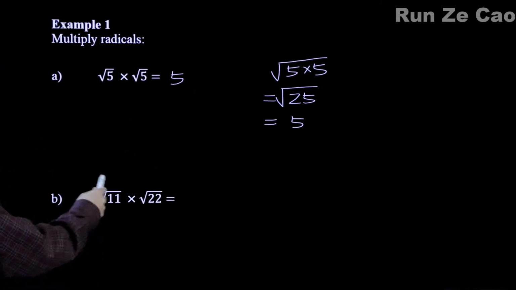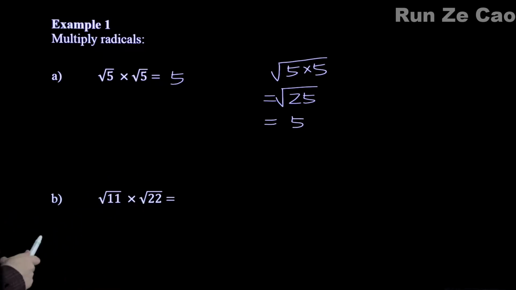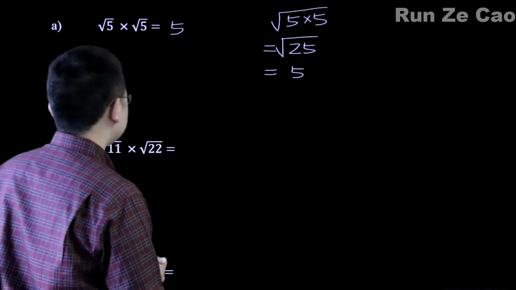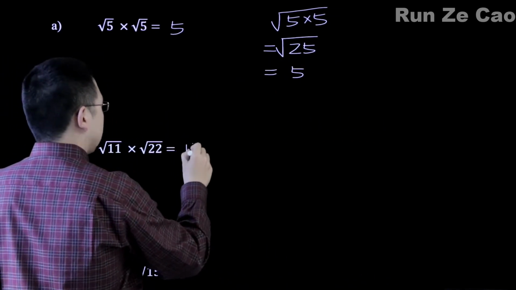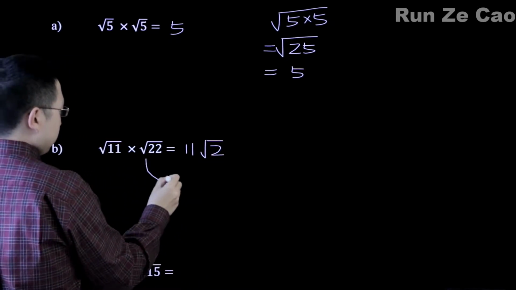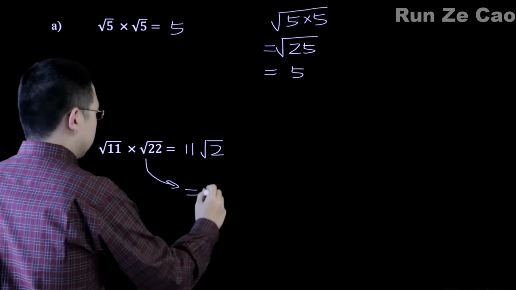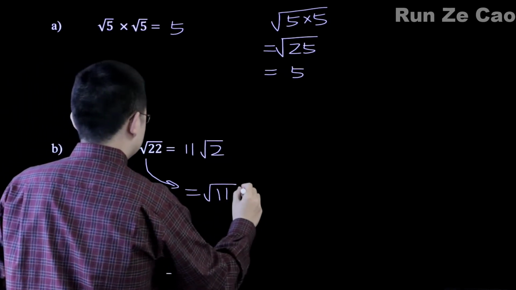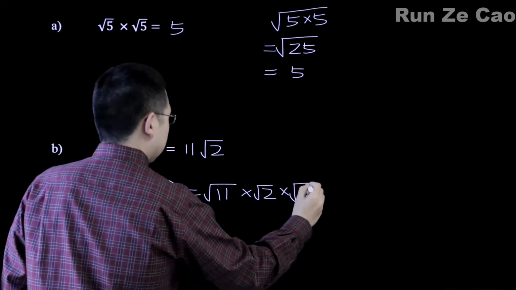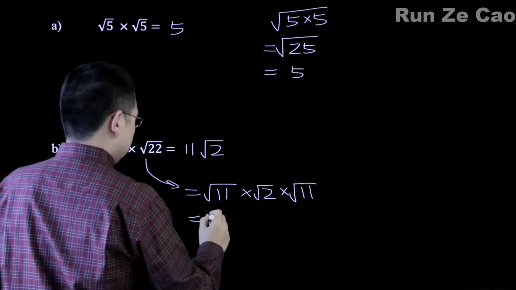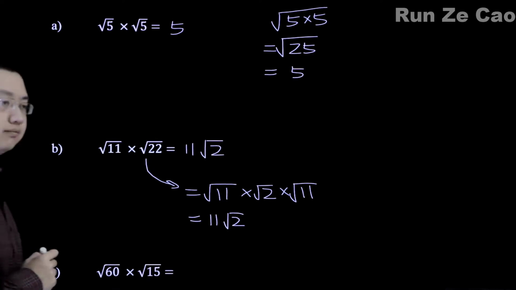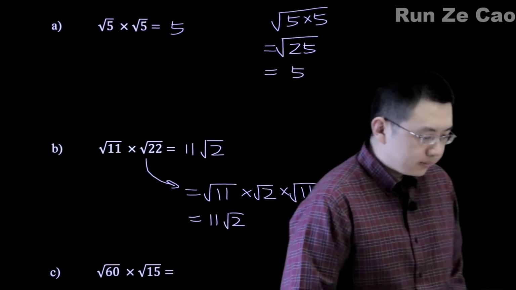So, for this, square root 11 times square root 22, this is equal to 11 square root 2. Why? Because this breaks down to square root 11 times square root 2 times square root 11 equals 11, well, 11 root 2. Okay.